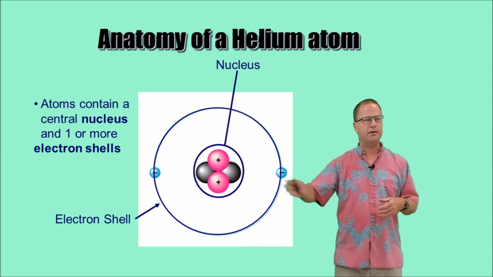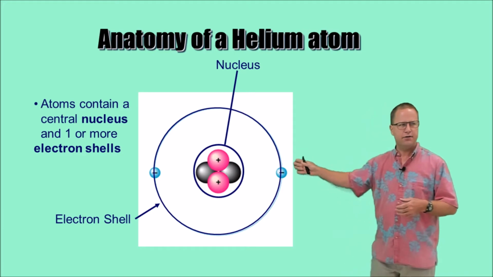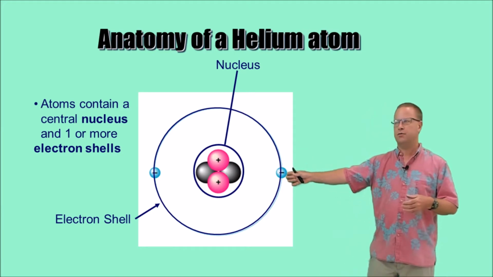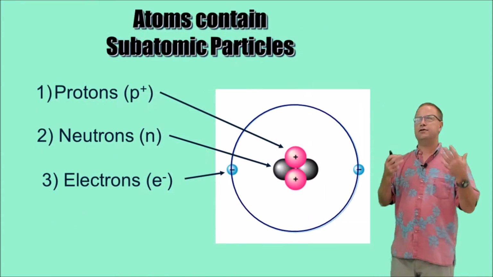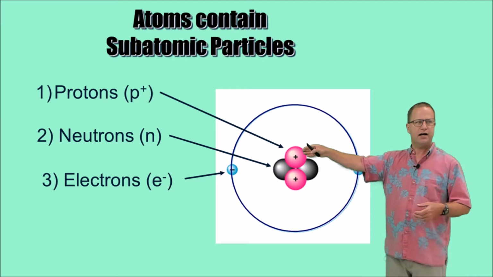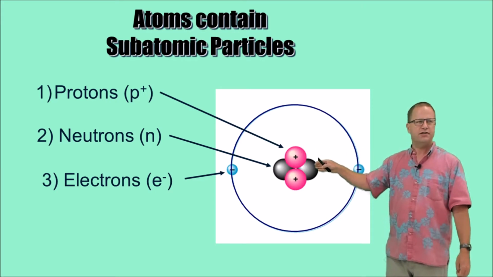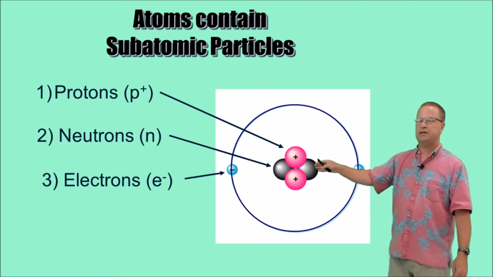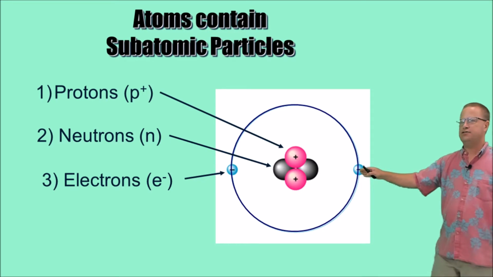So here we have an atom that has a nucleus, which has our protons and our neutrons, and outside the nucleus we have these electron shells where we have these negatively charged electrons. Okay, so the nucleus, first of all, contains the protons, which are the positively charged particles right here, and it also contains neutrons, which are neutrally charged. They don't have a charge. And then, of course, the electrons are out here in the electron shell. Electrons have a -1 charge.